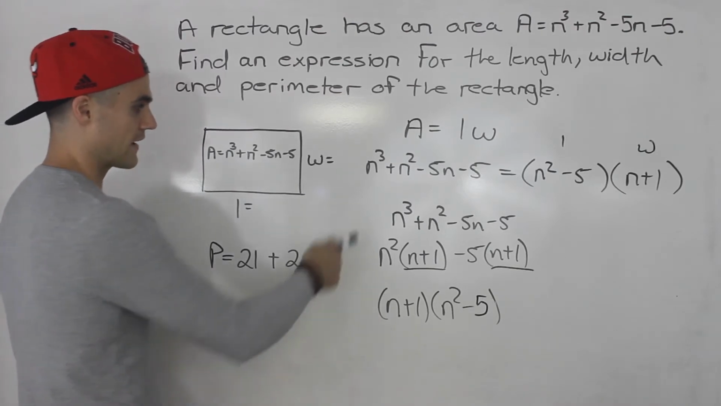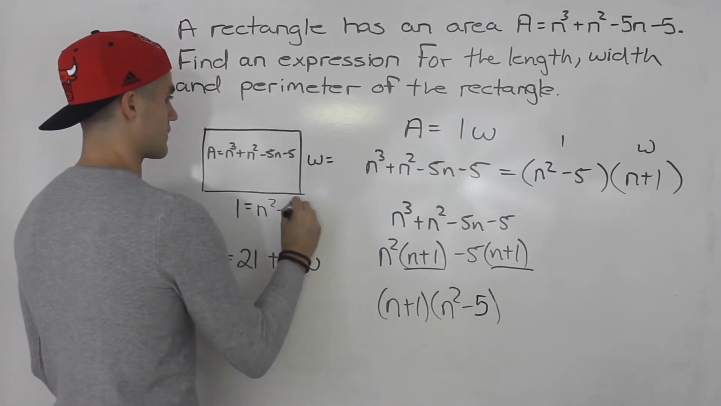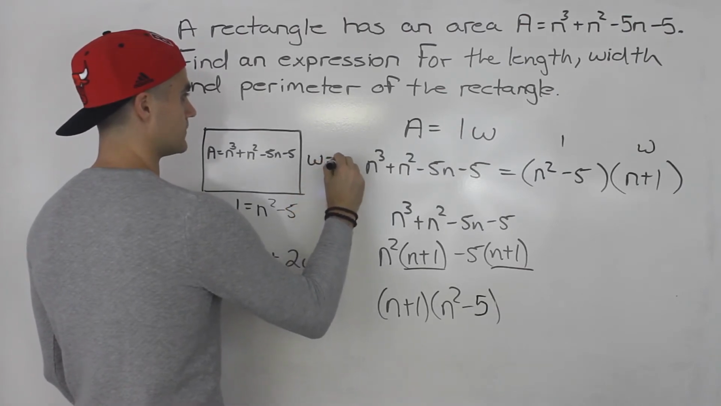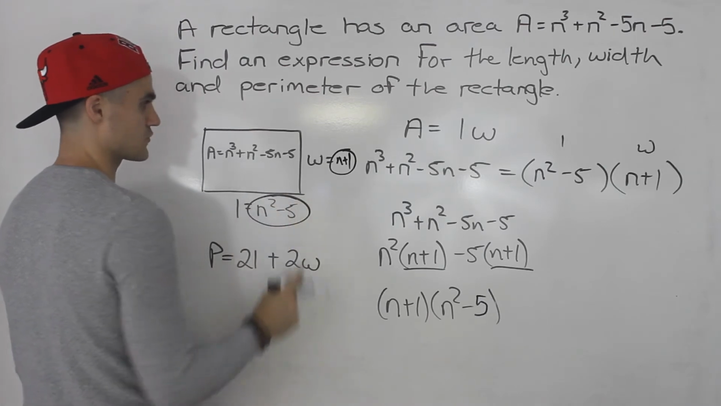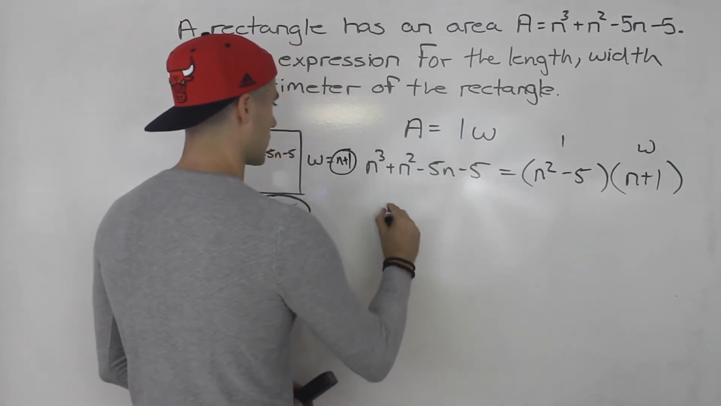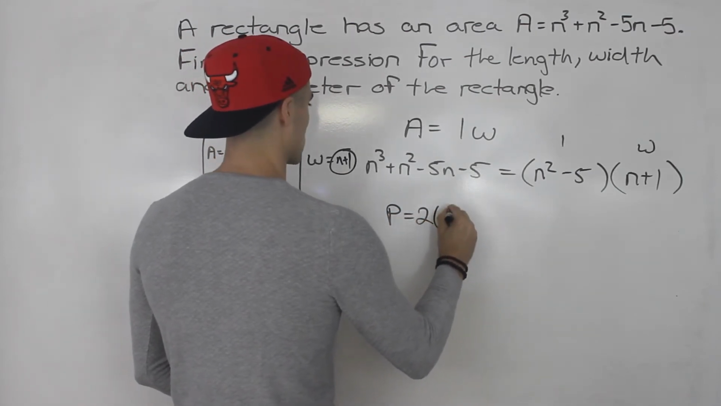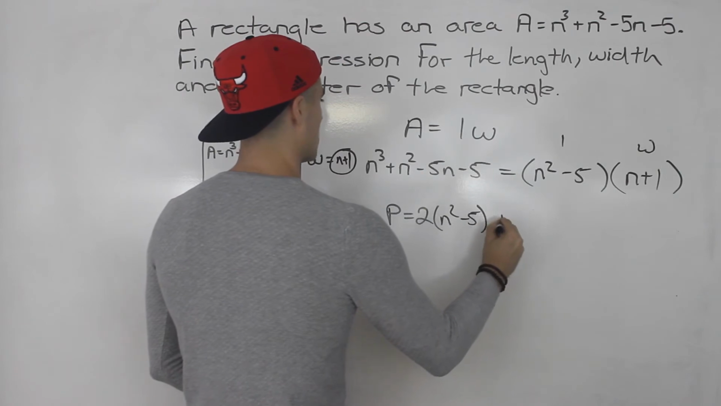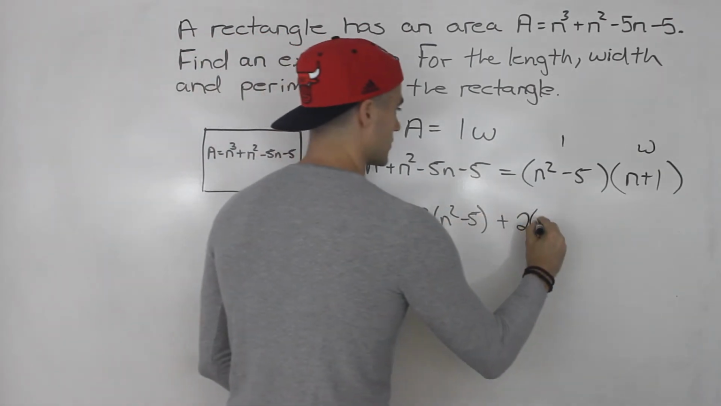So anyway, we factored it. Now we have the length, which is n squared minus 5, and the width, n plus 1. So we have an expression for the width and an expression for the length. Now we can get an expression for the perimeter. The perimeter is equal to 2 times the length of n squared minus 5, plus 2 times the expression for the width, which is n plus 1.